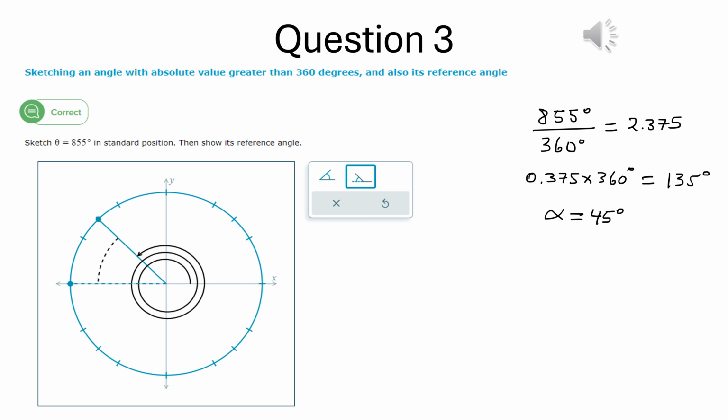Okay, in that question, the angle is 855. You divide by 360, it's 2 point something. That means we have 2 revolutions, and something is 0.375 times 360 degrees, which is 135. 135 lies in the second quadrant. Okay, now the reference angle is 45 degrees.